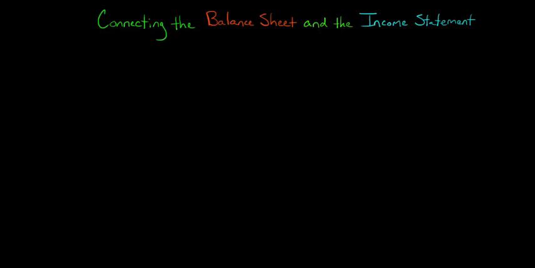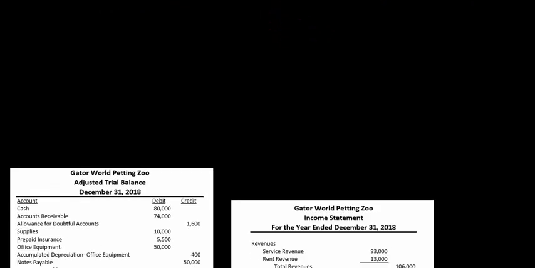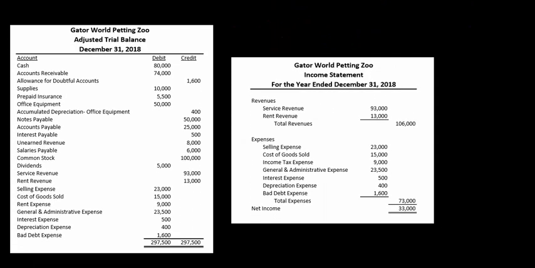In this video, we're going to talk about how the balance sheet and the income statement are connected to one another. So let's pretend that you start your own company. You start a petting zoo for alligators. It's called Gator World. And at the end of your first year of operations, your accountant hands you an adjusted trial balance. And so you take a look at that trial balance and you put together an income statement, which we've talked about in a previous video.